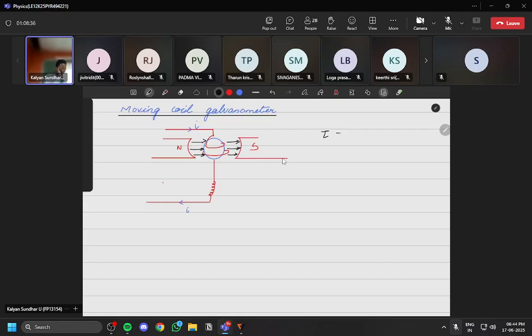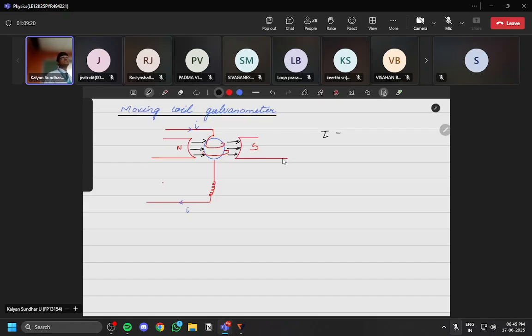Due to the torque, this coil tends to rotate. When it rotates, here is a spring connected with it. This is the spring made of phosphorus. Why phosphorus? Because it has a good, minimum restoring constant. So it has the C value. C is your restoring constant.